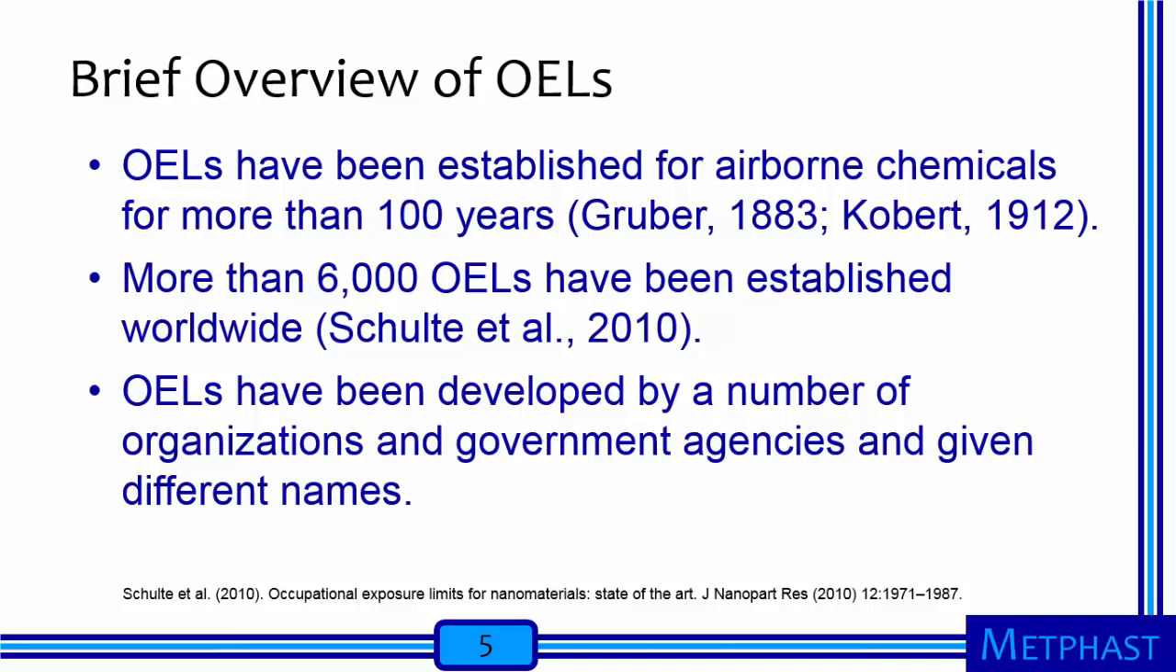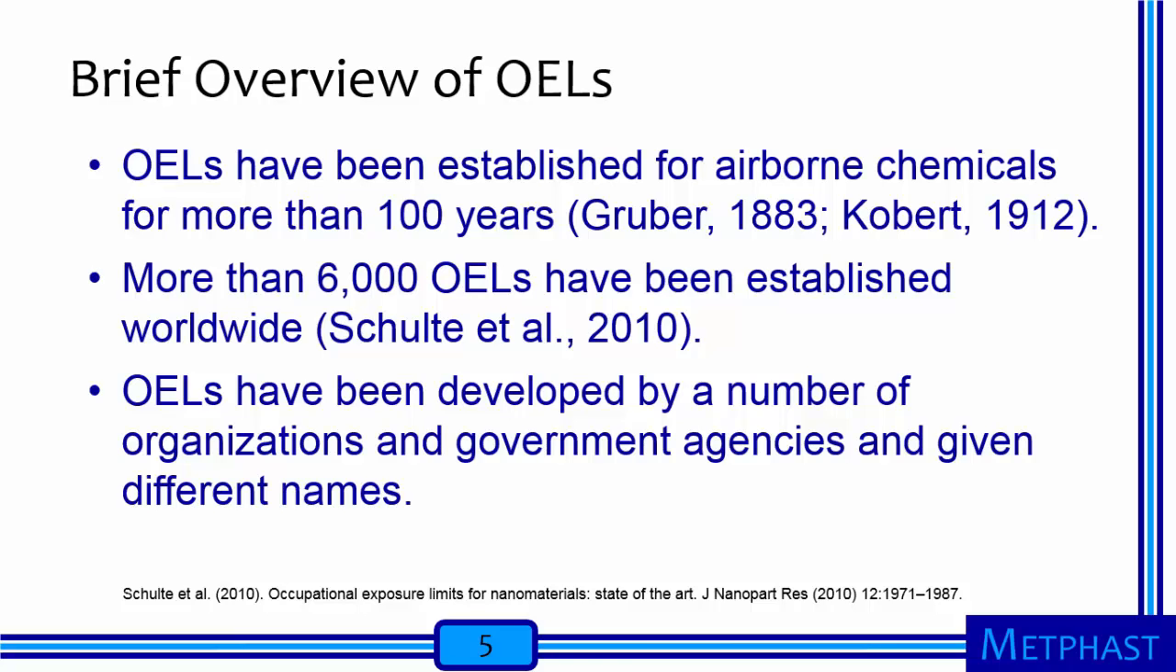The concept of establishing airborne worker exposure limits for potentially hazardous agents is based on the principle of establishing, number one, quantitative relationships between the magnitude and duration of exposure to an industrial substance and the nature and the magnitude of the response of the worker. And second, limiting airborne exposure to potentially hazardous agents to a concentration below which there is no significant threat to worker health. OELs have been established for airborne chemicals for more than 100 years.